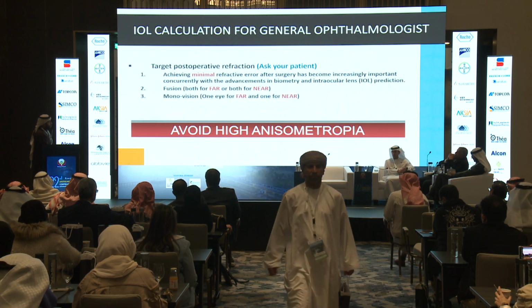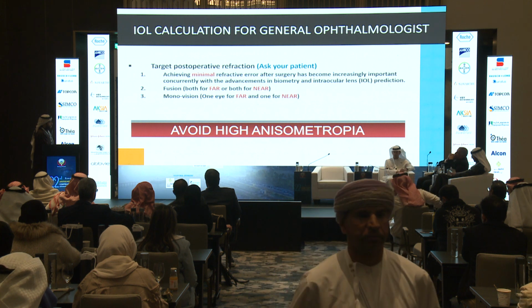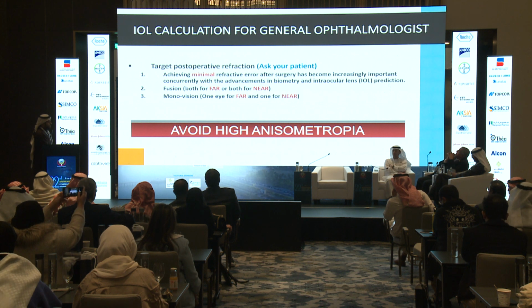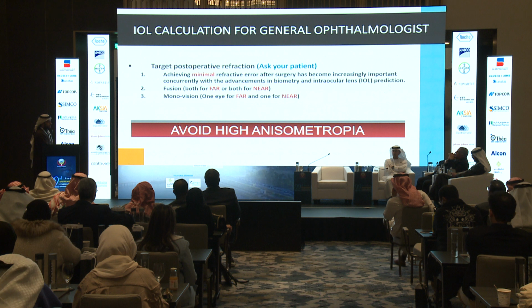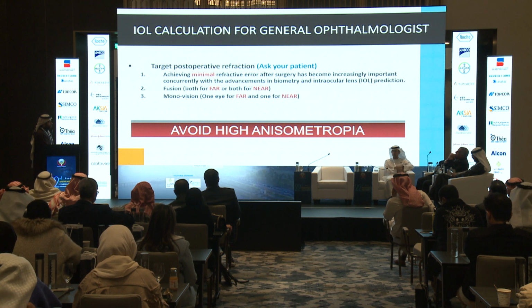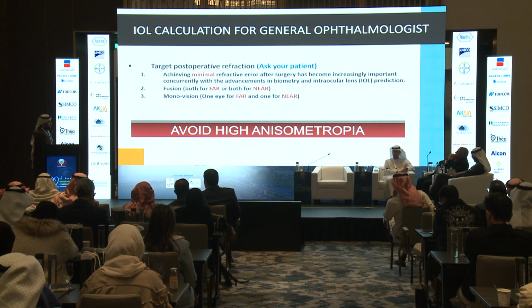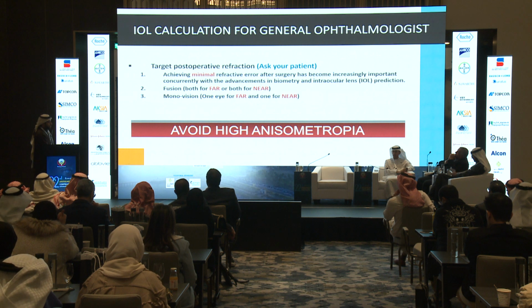Moving to the next talk, which is about IOL calculation for general ophthalmologists. When we select the IOL power for the patient, we have to ask the patient about his visual demand and occupation, and we have to avoid high anisometropia. So we want to achieve minimal refractive error if the patient wants far vision, and we have to keep in mind the fusion of the patient. That's why we have to avoid anisometropia. Also, if he is not a good candidate for premium IOL, we have to tell the patient about monovision.